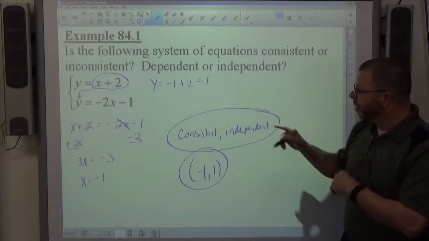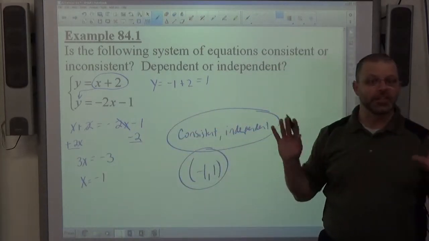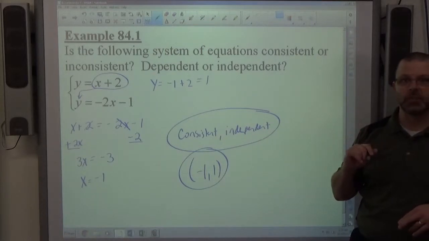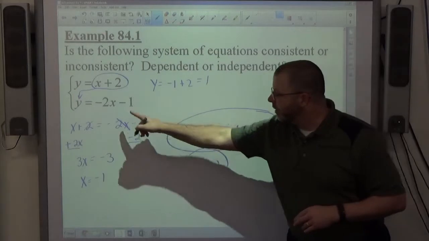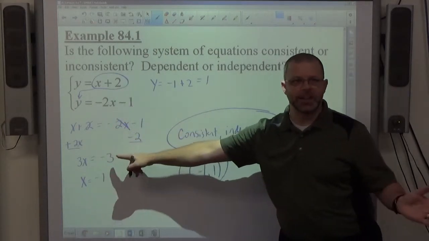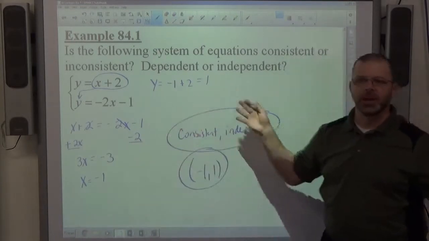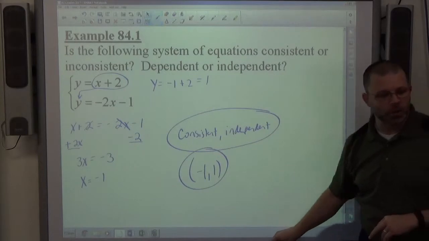So once you see it's a normal one, x stuck around, and you're going to understand the sticking around part in just a minute when you see the other two examples, because in the other two examples, x isn't going to stick around, or y, whichever one. But in the process of doing substitution, everything is as normal. x stays in the problem. x equals some number. Consistent independent is the type, and negative 1, 1 is the solution.